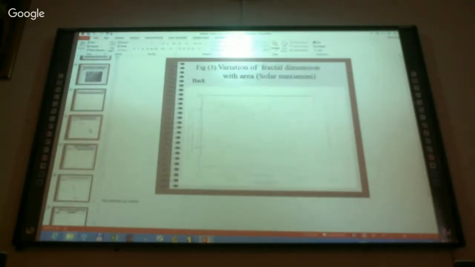This is the plot of fractal dimension with area in the solar minimum phase, which gives a higher value, I got something like 1.7. It's between 1.5 and 2. And this is in the solar maximum phase, which is lesser, between 1.15 and 1.2.